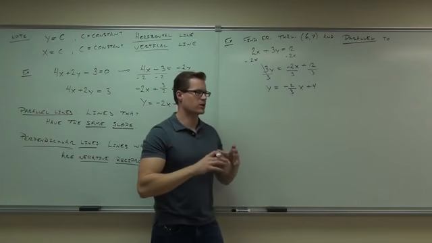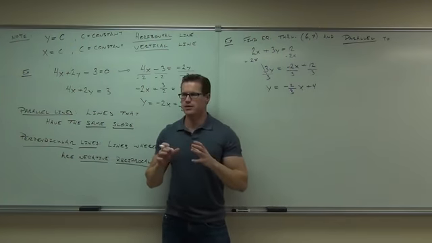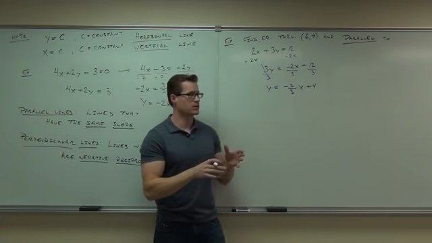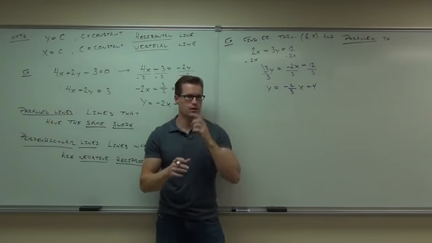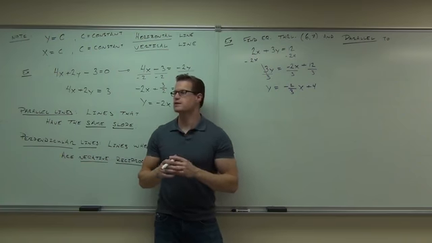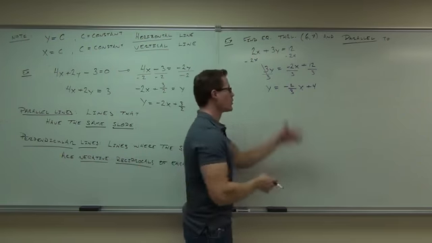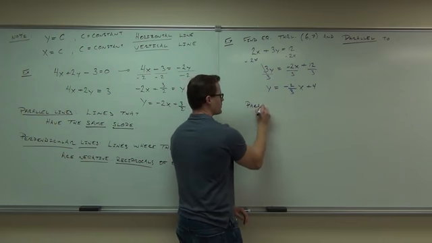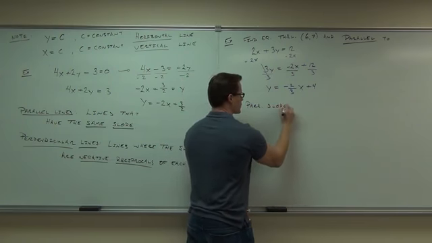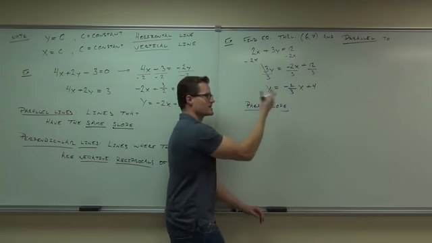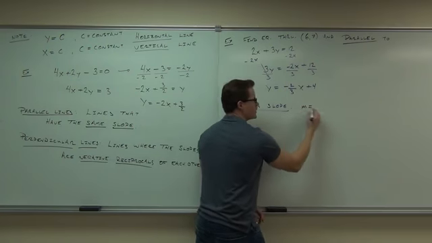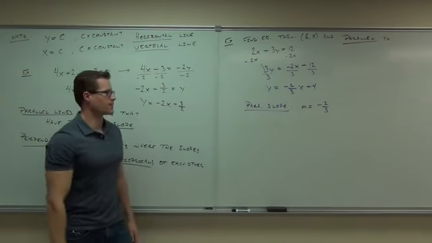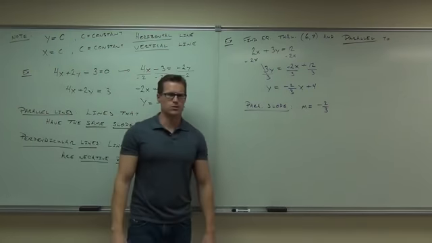So what slope am I going to use if I want to find the parallel line to this? I'm going to use 3/2? If I want the parallel to this. Parallel lines have the same slope. So we're going to write down the parallel slope. If it's parallel, it's going to be exactly the same. We know that our m is going to be -2/3.